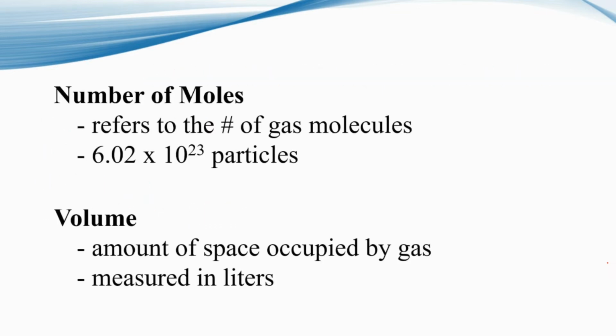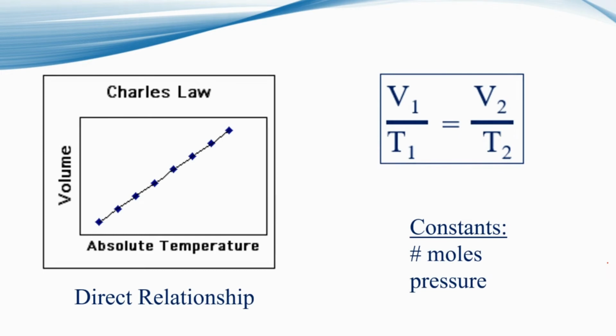So let's start with a quick recap about moles, because it's been a while since we last talked about them. We have Avogadro's number, 6.02 times 10 to the 23rd, and that is the number of particles in an individual mole. And don't forget, the mole refers to the number of gas molecules. When we talk about volume, we're talking about the amount of space that is occupied by a gas. And also, for the purposes of our calculations that we will learn later on, we will have to use volume measured in liters. So let's go ahead and start talking about the first gas law, and that will be Charles'.